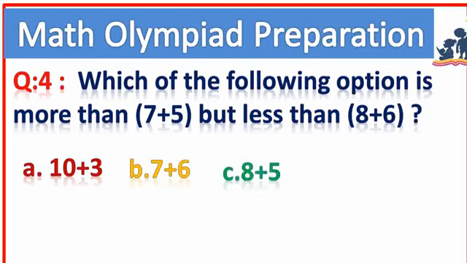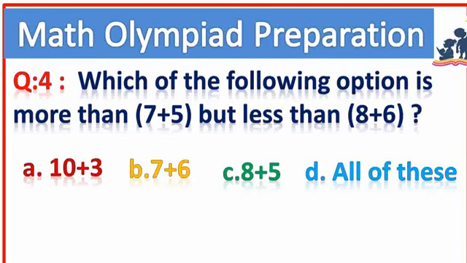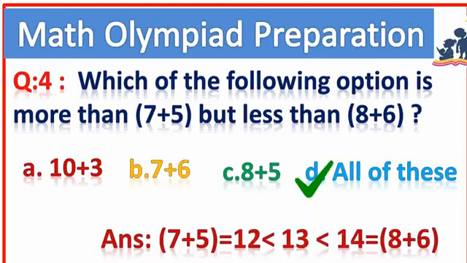Question number 4. Which of the following option is more than 7 plus 5 but less than 8 plus 6? Answer is D, all of these. Yes, right. Here the solution will be 7 plus 5 is equal to 12. 8 plus 6 is equal to 14. The between number is 13. So, all of these options are correct.